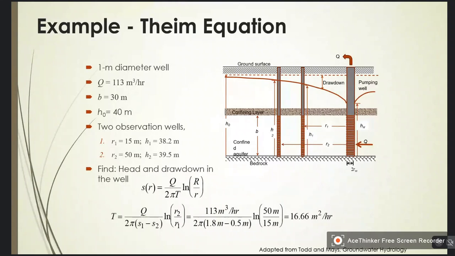The diameter of the well is given as 1 meter. The discharge is given, and B is given. Now H0 is also given, and two observation data are given. Now you are supposed to find the head and drawdown. Right? Now you proceed with the problem.